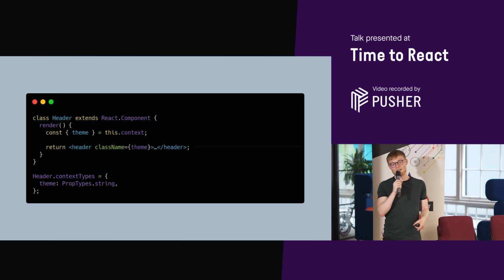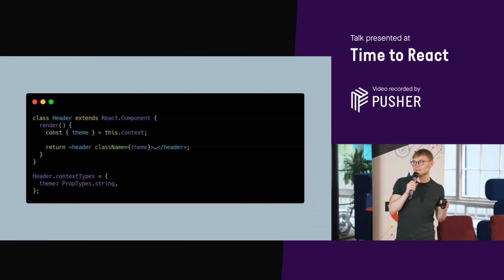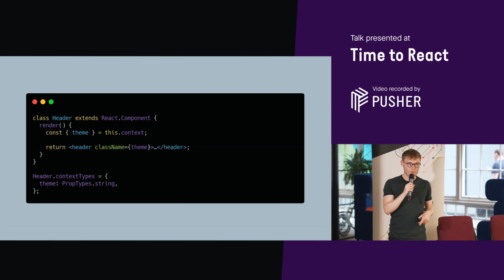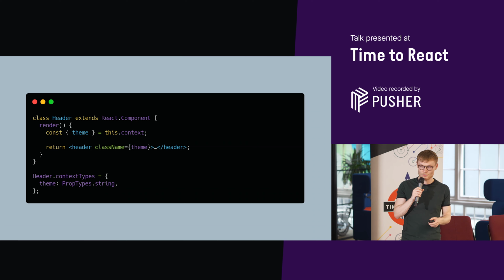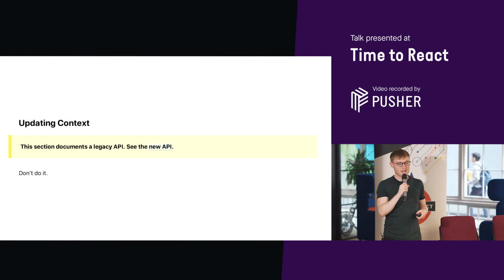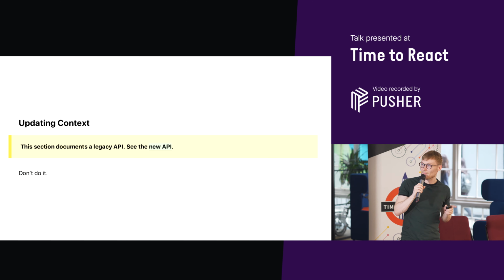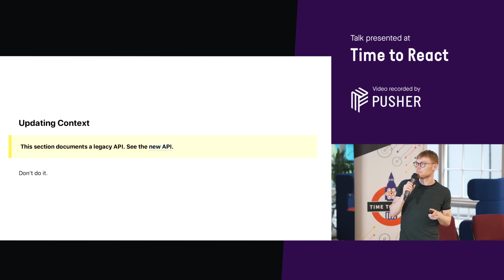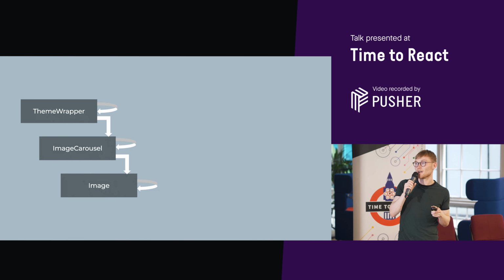But how do we update the context? How do we allow the context to update and then propagate down to every other child within the tree? And this really depends on the type of components that you are using. And if you do follow the React docs, it will tell you not to do that. It tells you don't bother updating the context. You shouldn't be updating it. And why is that? Well, it's very important because it depends on the type of components you are using.